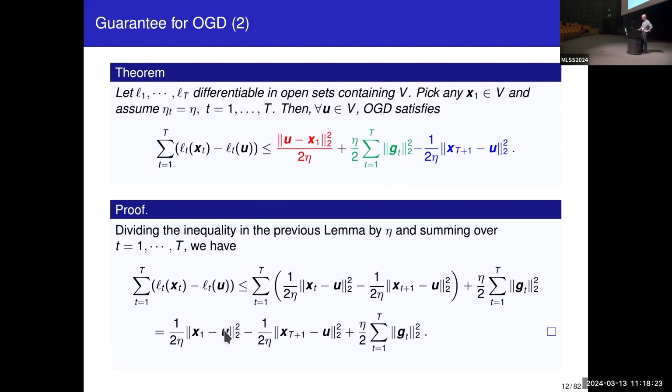This is what we get, the first one and the last one, and then the sum of the gradients is just the sum of the gradients. That's it. This is the regret guarantee.